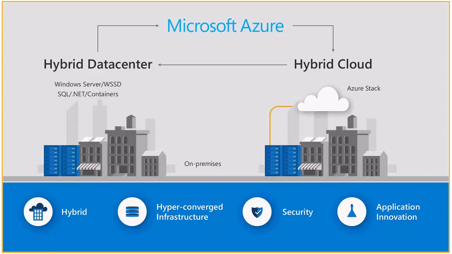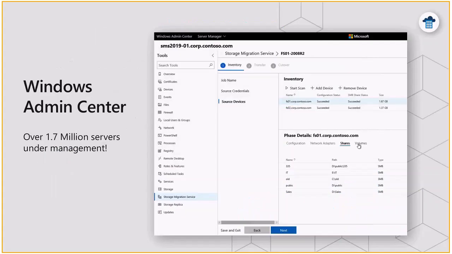One of the things I wanted to talk about today, and the session will focus around the 4 key areas down at the bottom of the screen there. So we're looking at the hybrid, hyper-converged infrastructure, security, and application innovation. So to start with, let's talk about the Windows Admin Center.